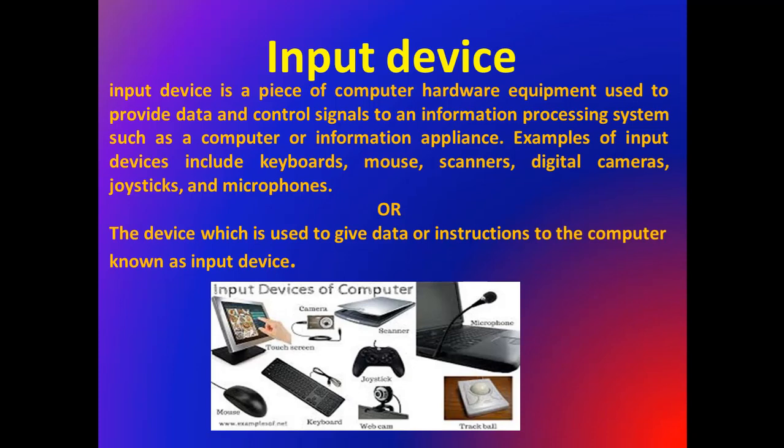First is the input device. An input device is a piece of computer hardware equipment used to provide data and control signals to an information processing system such as a computer or information appliance. Examples of input devices include your keyboard, mouse, scanner, digital cameras, joysticks and microphones.